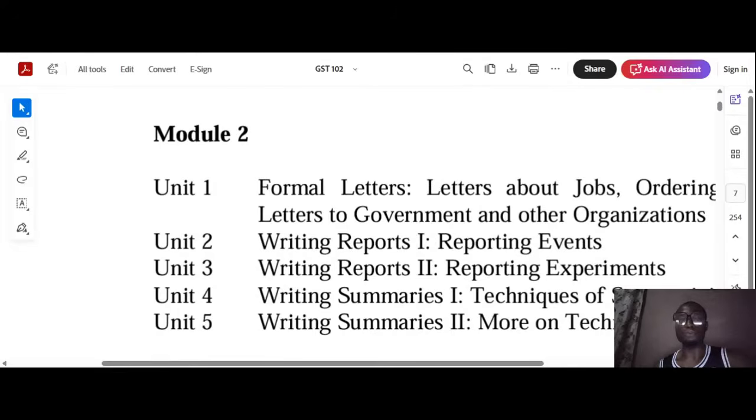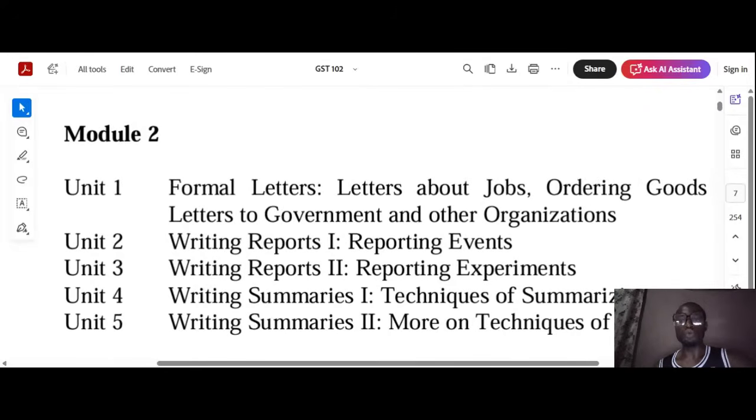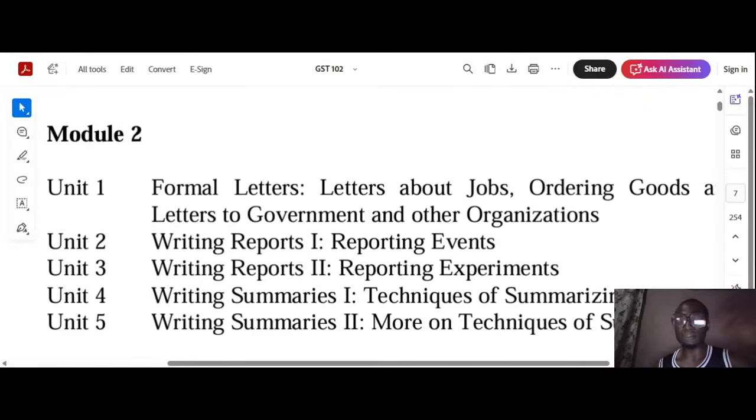That will move us to module 2. In module 2, we'll talk about formal letters, letters about jobs. Initially, for those of you that are just freshers from secondary school, the only idea you had about formal letters in secondary school was that formal letters are mainly for writing applications for job. But in this course, you will see that we have several types of formal letters. Application letter is only one of it, not all of it.